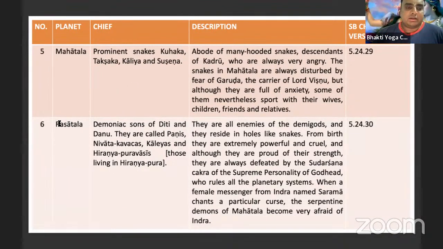Then Rasatala is the abode of the demoniac sons of Diti and Danu. Even these residents of Rasatala came from Mahatala. When there was danger in Mahatala, they came to occupy this Rasatala.